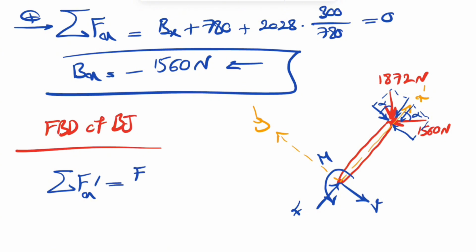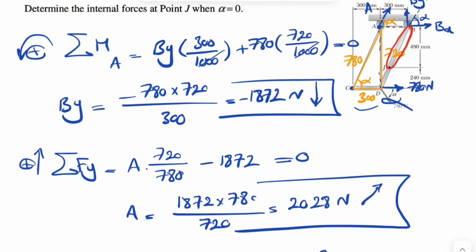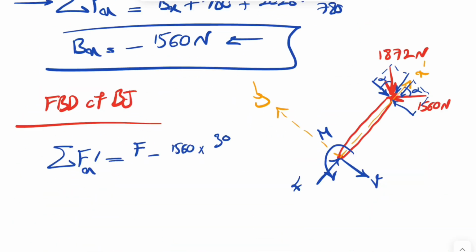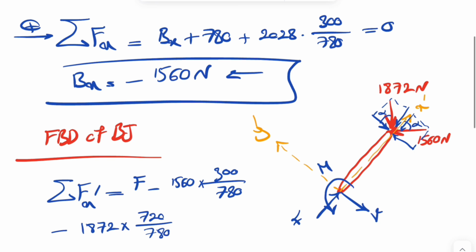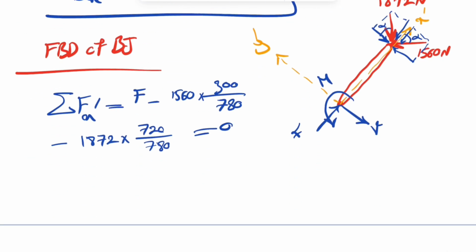So we have F minus 1560, the x component being cosine of alpha, which, if we get back to the right triangle that we had, cosine of alpha would be 300 over 780, minus 1872. That one would be the sine of alpha. Sine of alpha would be 720 over 780, since we have the same alpha. So this will be equal to 0, and we can find F in here.